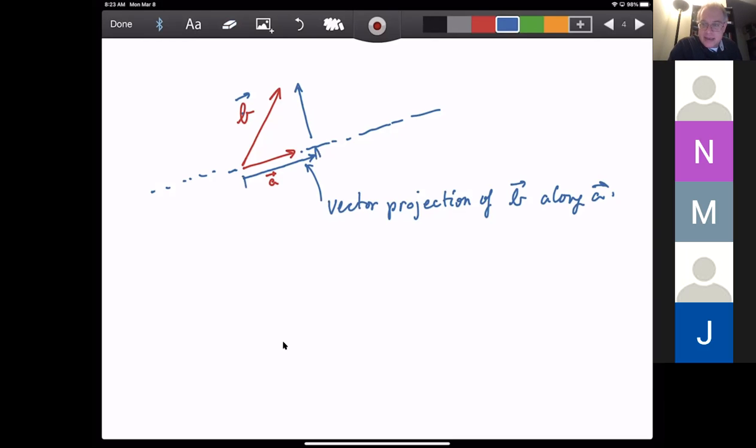So is that clear, everyone? Both projections can be derived from the triangle. That's exactly right.